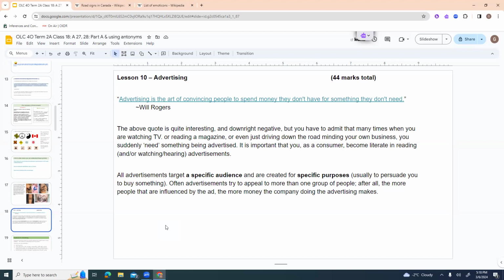So here is what your unit says. Advertising is the art of convincing people to spend money they don't have for something they don't need. Will Rogers, who is a very famous actor and played a cowboy a lot of times. The above quote is quite interesting and very negative, but you have to admit there are many times when you are watching TV or reading a magazine or even just driving down the road, minding your own business, and you suddenly need something being advertised.